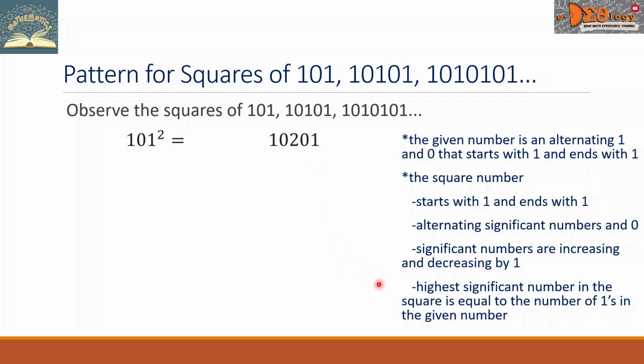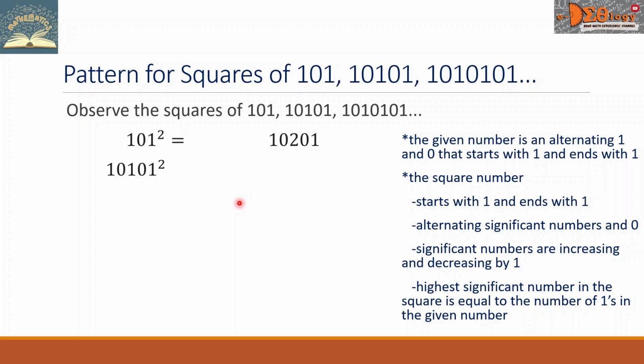The highest significant number in the square, which in this example is 2, is equal to the number of ones in the given number. Our given number is 101. The number 1 appears twice, so the number 2 comes here as the highest significant number. Let us see the next example.